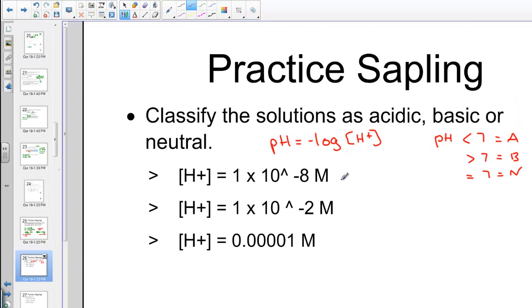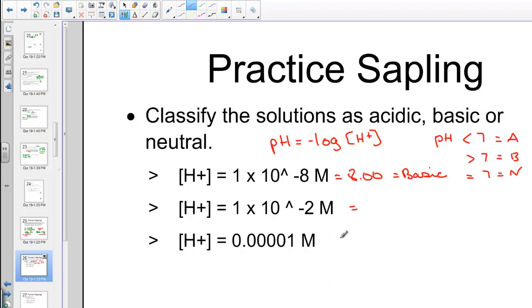So let's hit negative log of 1. So here I'm going to clear screen. Negative log, and then in your calculator go 1e -8. Close your parenthesis. Negative log 1e -8. That's your scientific notation key. Do you notice how the pH came out to be exactly 8? 8.00 my screen says. Well, that number is bigger than 7. This solution is basic.